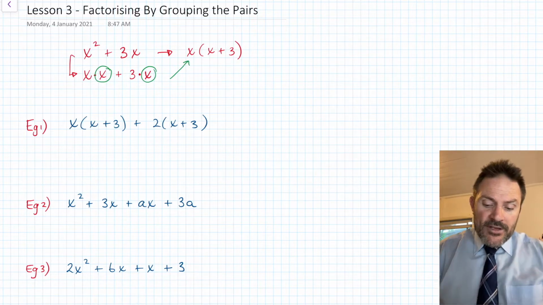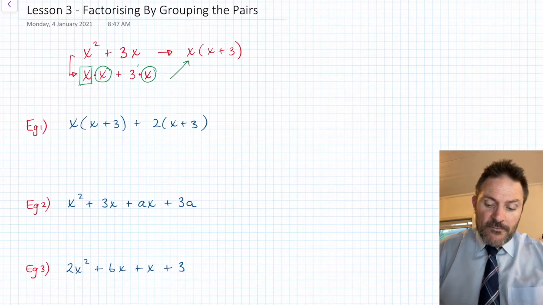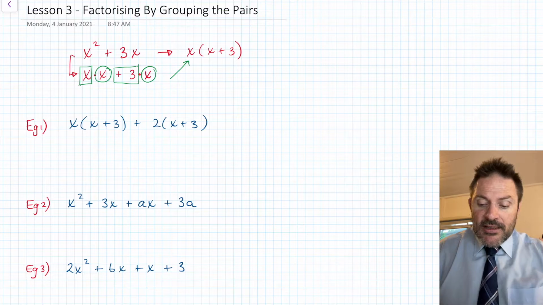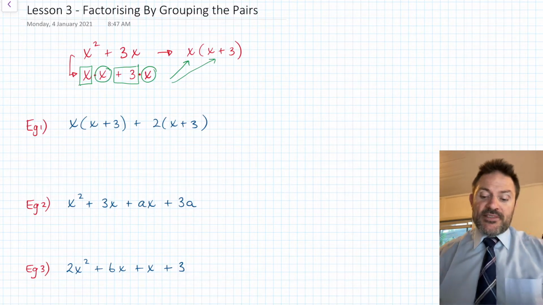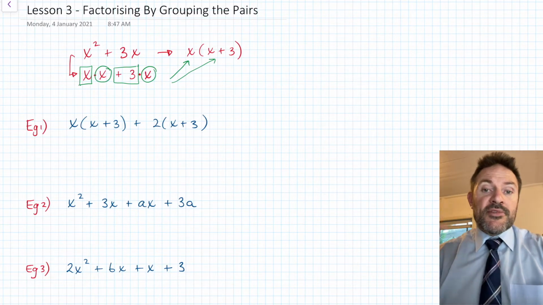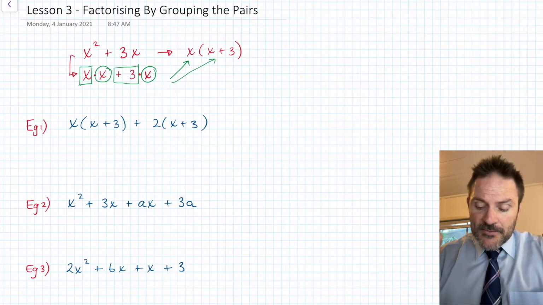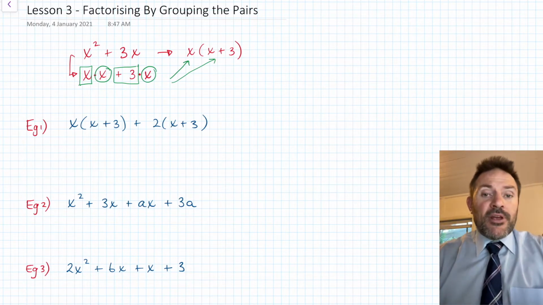And then whatever is left, I've basically said goes in that second set of brackets, because what I'm saying is that both those terms have been multiplied by the x. Now, that's pretty easy. We've done that before.